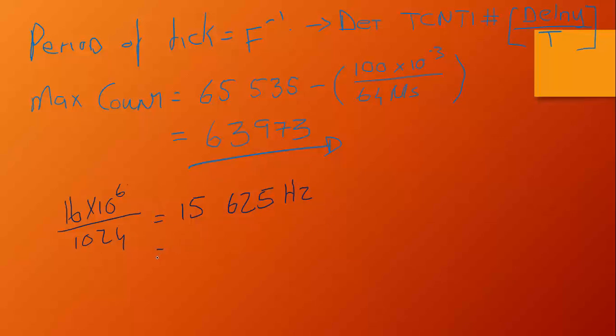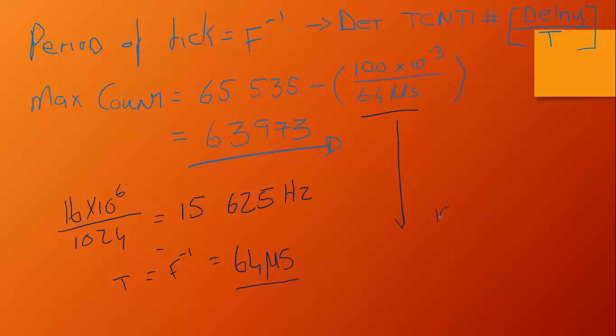So now what we want to do is get the period of that, and we know that period is frequency inverted, and that is going to give us 64 microseconds. So we've got 64 microseconds as the period. Now, in order for us to have a 100 millisecond delay, we want to know how many pulses it is going to take to get to 100 milliseconds, and that's what we do in this portion over here.